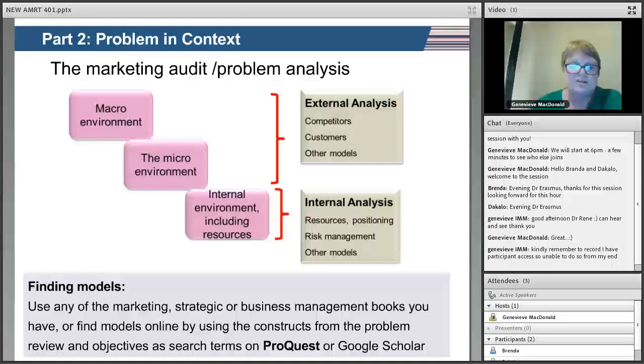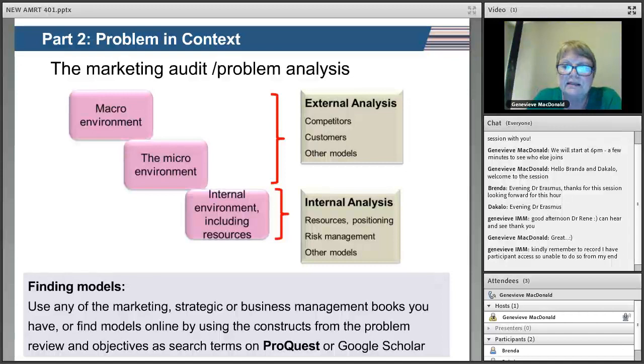Where can you find models? Use any of the marketing, strategic or business management books you have. Or you can find models online by using the constructs of the problem, review and the objective, and search those terms in ProQuest or Google Scholar, or if you can't really think of anything, just Google the term. Say for instance, customer satisfaction. And then I like to look at the images on Google, and you see a lot of customer satisfaction models, and you can pick one there and go and look for it in your theory books, in your handbooks.